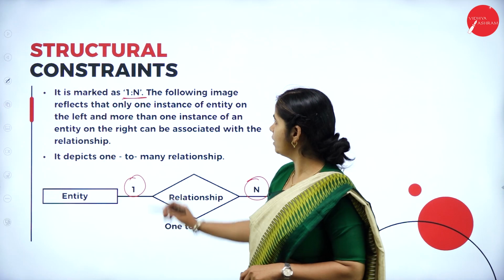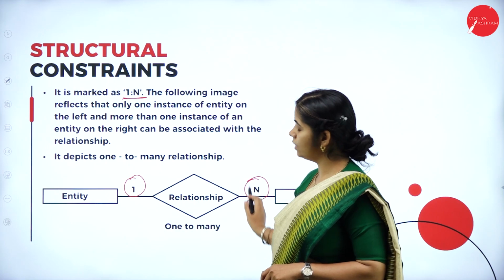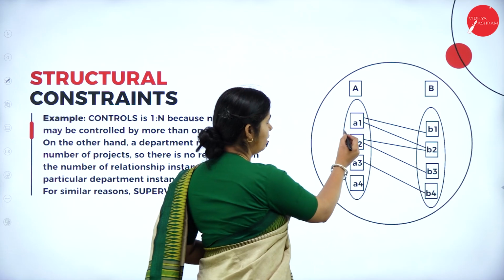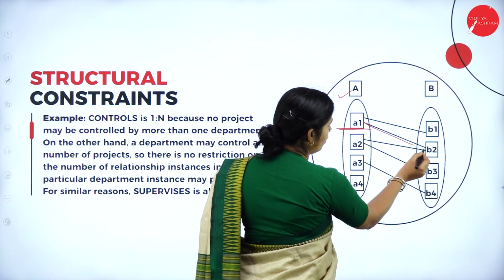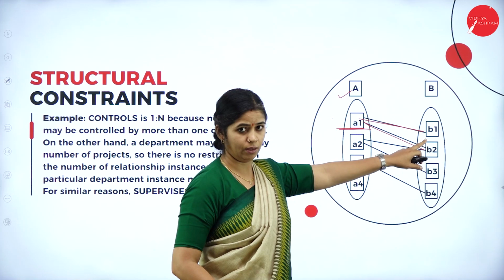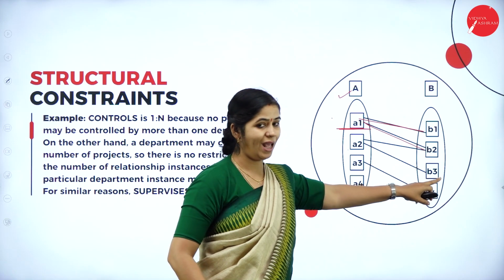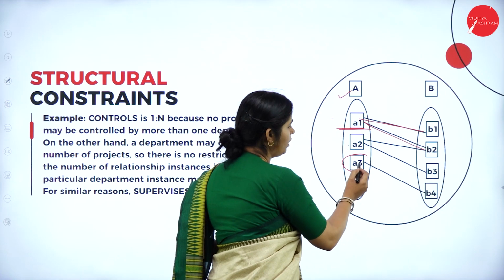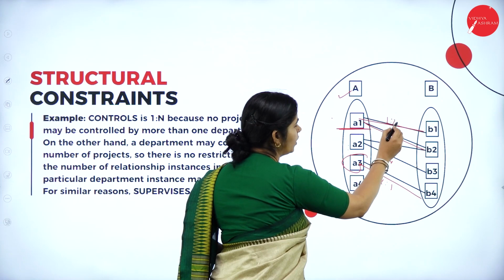The following image reflects only one instance of entity 1 having more than one instance in entity 2. For example, A1, one attribute of the entity table A, is participating with B2 as well as B1. 1 is to many. Getting it? Then A2 is also participating with B2 as well as with B3. 1 is to many. So this is 1 to n.